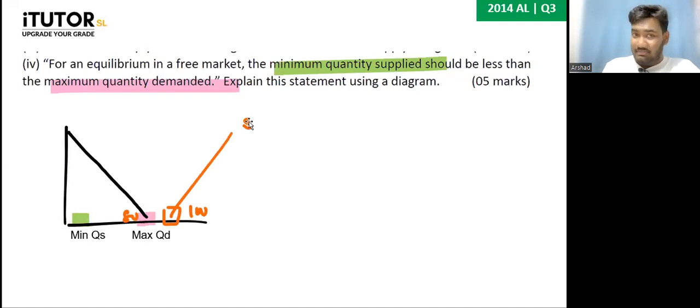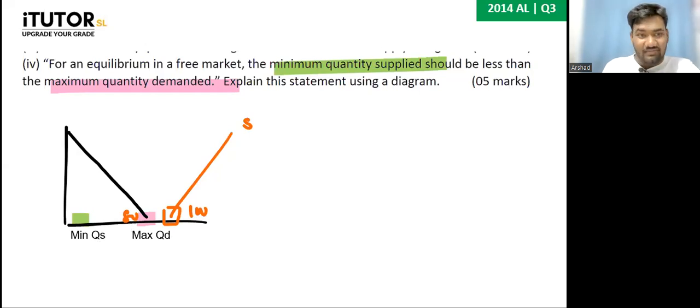This is the supply curve, this is the demand curve. If the minimum quantity supplied is greater than the maximum quantity demanded, will you have equilibrium? You won't have equilibrium, right? That is what you will draw and explain. There is no big explanation here, guys.